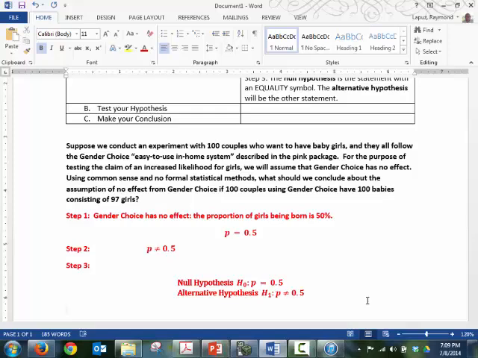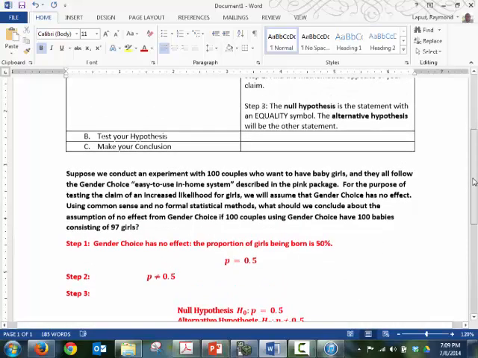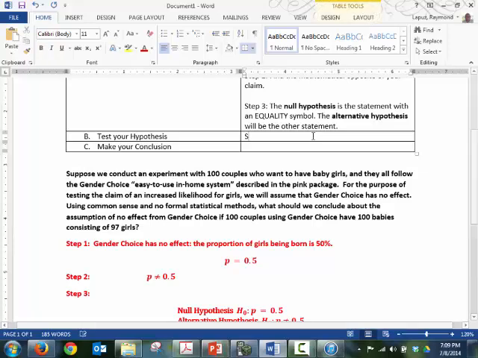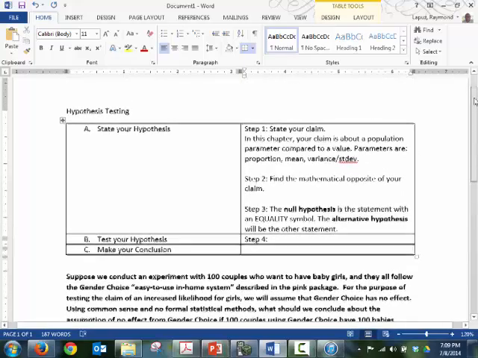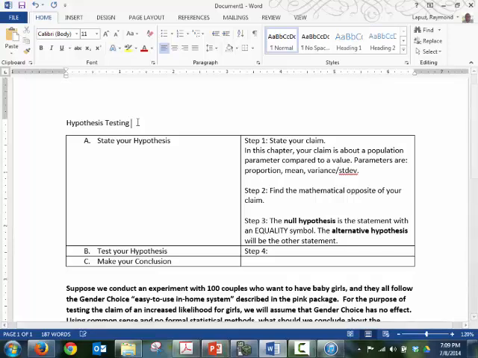Now, testing it. We're going to test our hypothesis. When you test it, remember the name of this is called a hypothesis test, but they also had another name. What's that called? Significance test.